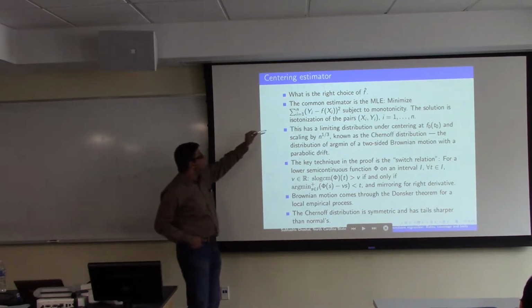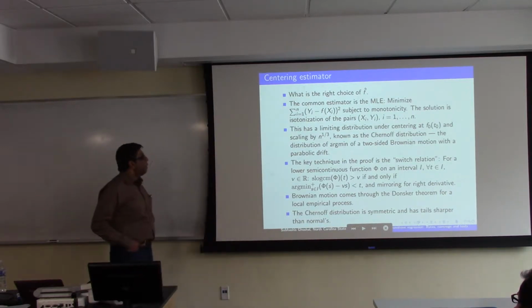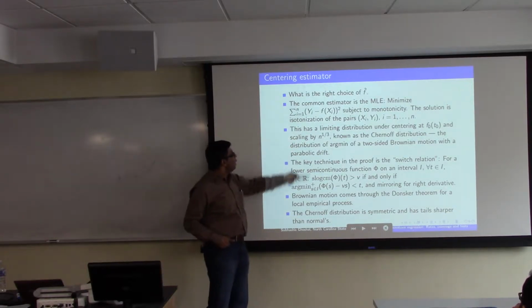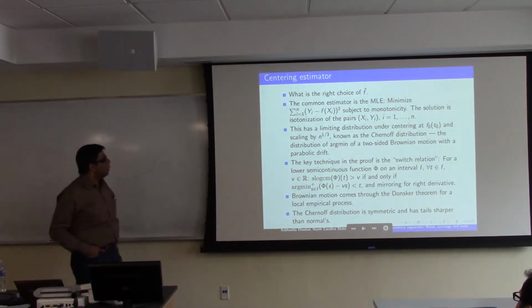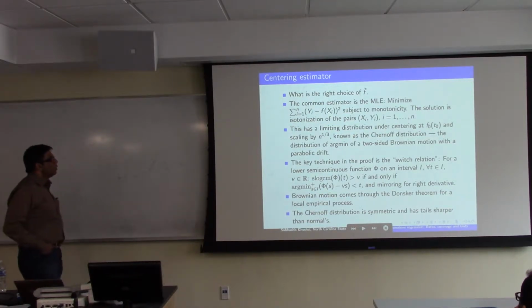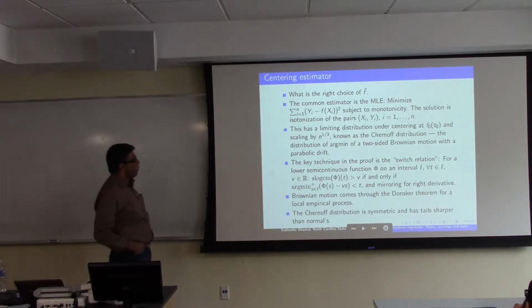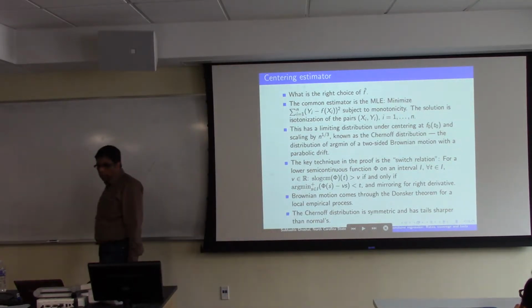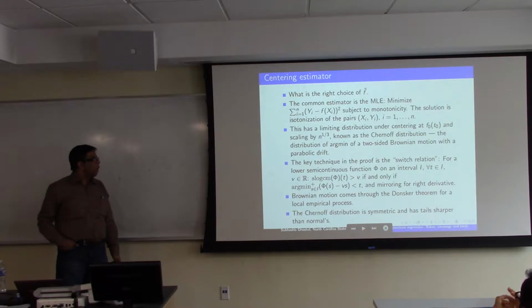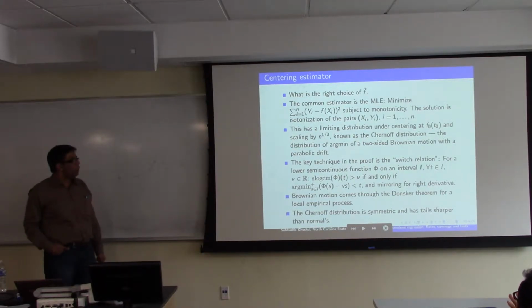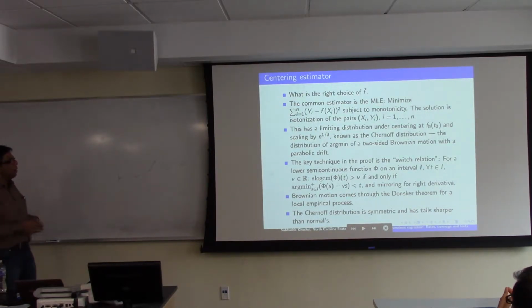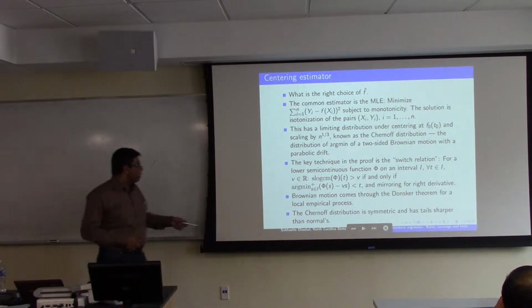So you take some kind of familiar estimator as centering, and that's the first thing that comes to our mind, the usual estimator for f. But what is the property of this estimator? This has convergence rate 1/3, and if you scale it, the limit distribution is not a normal distribution. It's known as the Chernoff distribution, which is the distribution of the argmin of a two-sided Brownian motion with a parabolic drift. It's well studied. It is a symmetric distribution with tails sharper than normal.